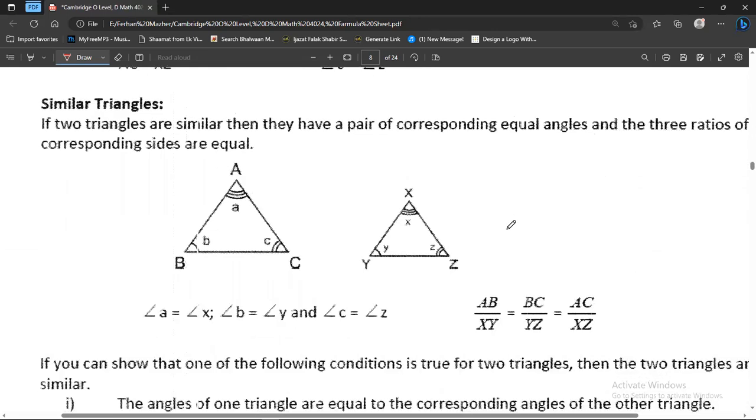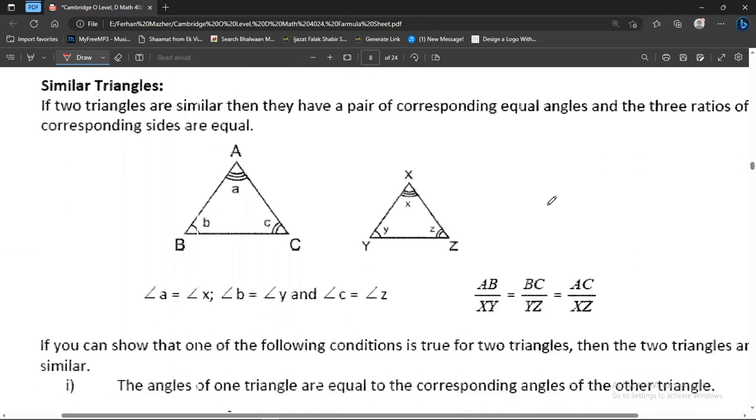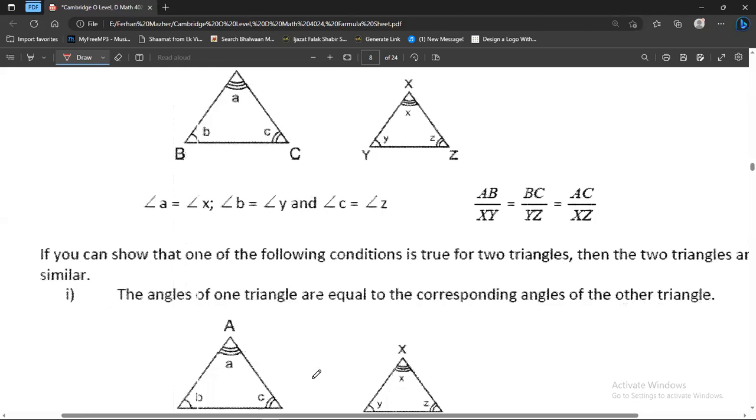Now similar triangles. If two triangles are similar, then they have corresponding equal angles, and the three ratios of corresponding sides are equal. That means angle A will be equal to angle X, angle B will be equal to angle Y, angle C will be equal to angle Z. But the sides are not equal, they are in a certain ratio. For example, AB divided by XY, BC divided by YZ, and AC divided by XZ, the ratio will be the same. That's the characteristic of the similar triangle.